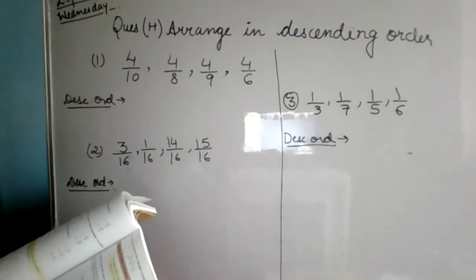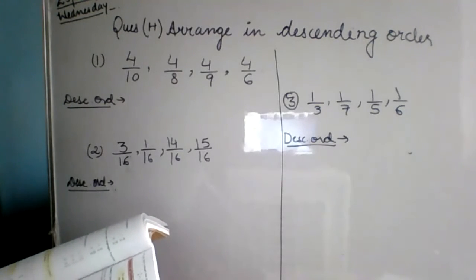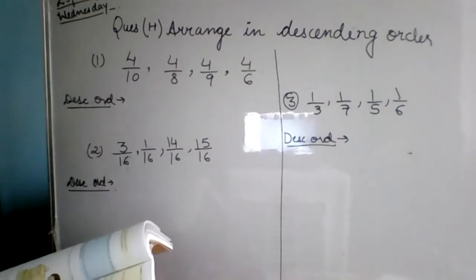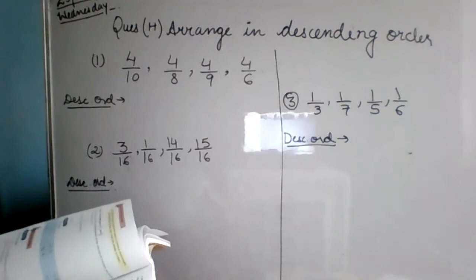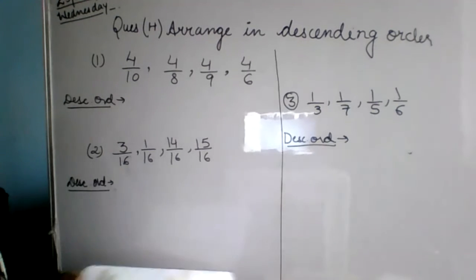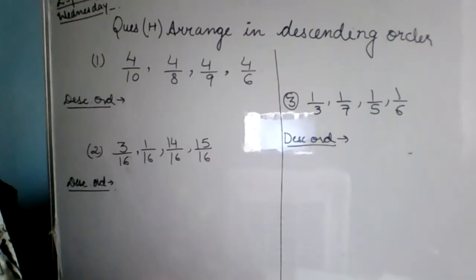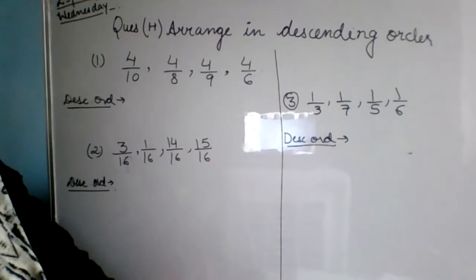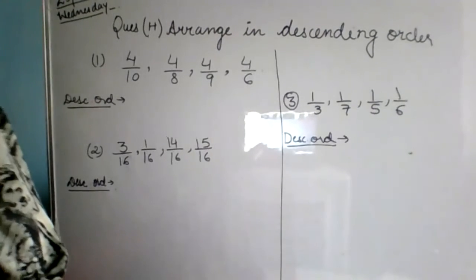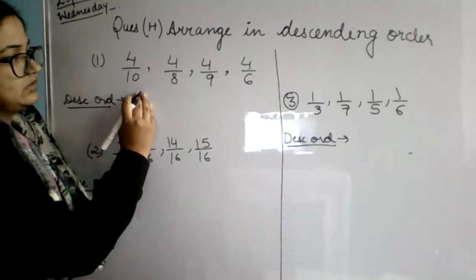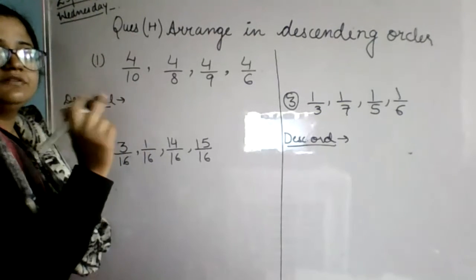Ma'am, in the second one. Ma'am, in this the bigger number will come in last. Yes. Ma'am, can you tell the second? So tell me quickly. Okay. First one we are going to discuss. Wait a minute. Ma'am, what will be the first one? 4 upon 6, 4 upon 8, 4 upon 9, and 4 upon 10. Tell me only the first one.